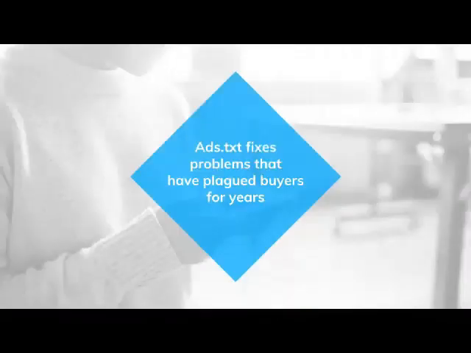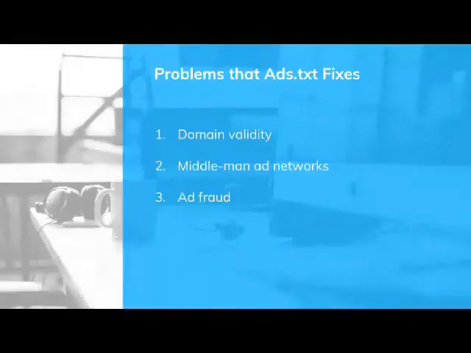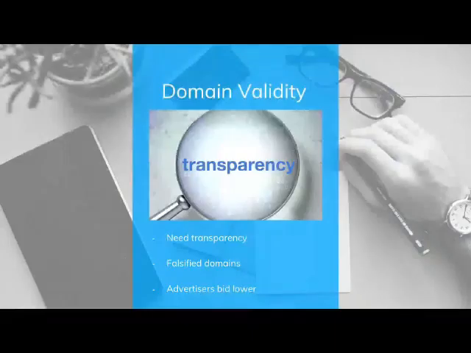So Ads.txt fixes problems that have plagued buyers for years. These problems include domain validity, middleman ad networks, and ad fraud. The first one is domain validity, and this has to do with advertisers needing more transparency within the ad ecosystem.